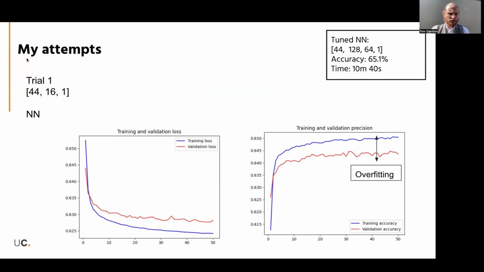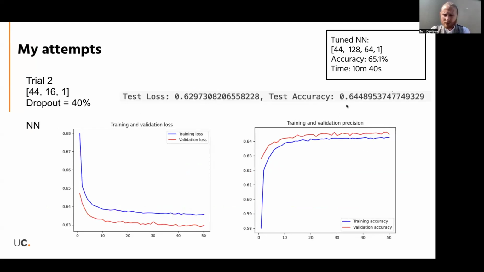So the first attempt with just a neural network, just a simple one layer with 16 nodes, heavy overfitting. So let's put some dropout in, and we can see we can get to an accuracy of 64.5%. So we've lost about 0.5% of accuracy with a simpler model. So you know it's doing okay. It's doing its best, but it's a bit messy.